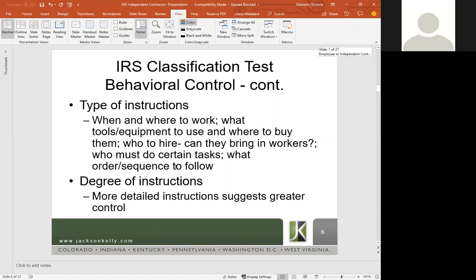If you are defining those in any great detail in your contracts, someone that's working under those confines can be considered an employee. So keep that in mind. The more instructions you give them suggests greater control. And that's just what it's about, the control factor.